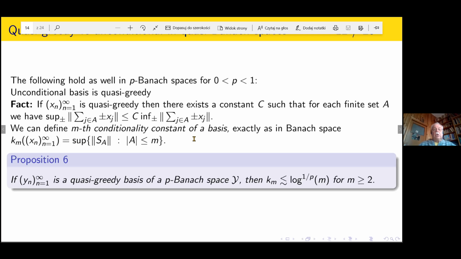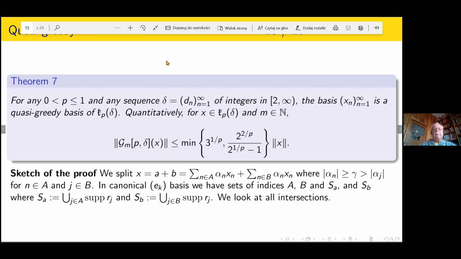So, okay. Now I'm ready to start with some theorems. Namely, for p between 0 and 1, any delta, any integer sequence, the basis x n is a quasi-greedy basis for this K p of delta, and quantitatively the norm of G m is less than or equal to some number which depends on p.